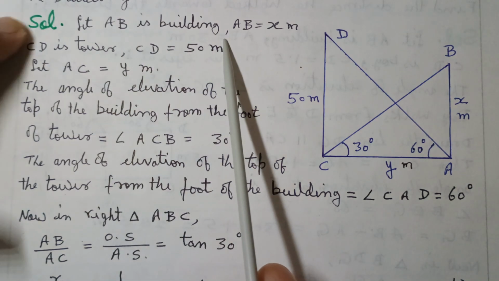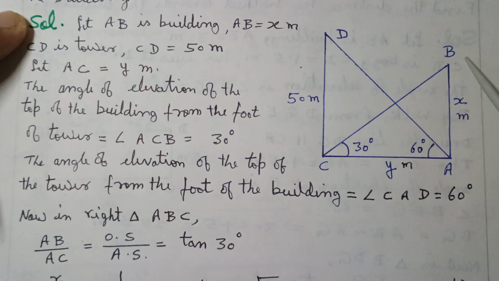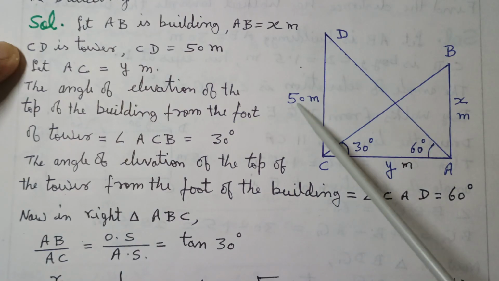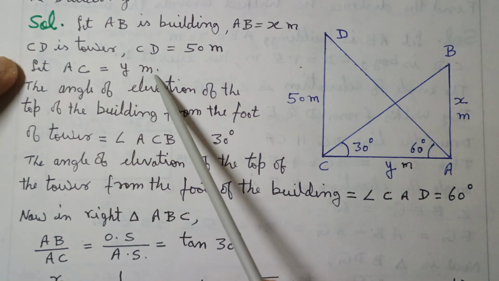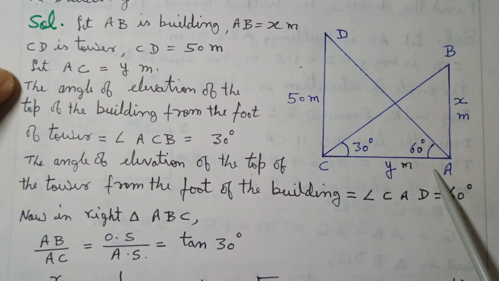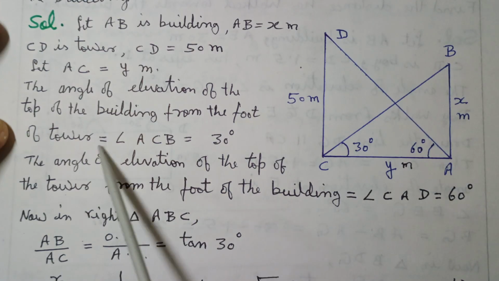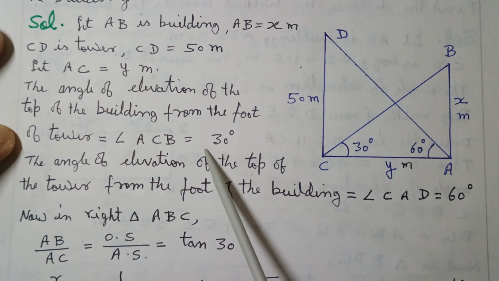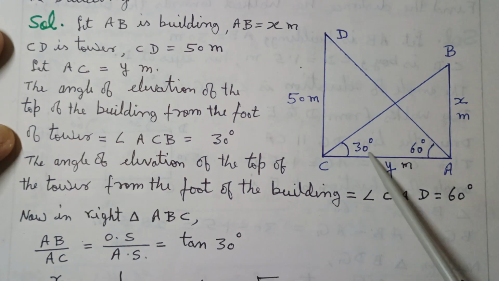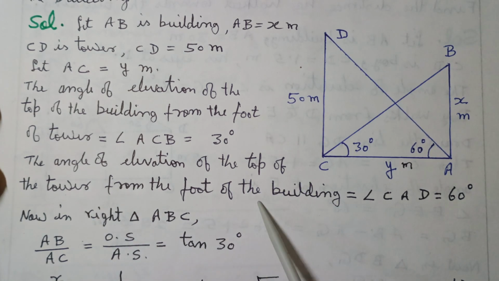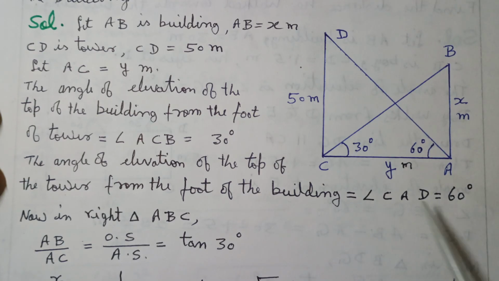Let AB is building, AB is equal to x meter, CD is tower, CD is equal to 50 meter. Let AC is equal to y meter. The angle of elevation of the top of the building from the foot of the tower is angle ACB, is equal to 30 degree. The angle of elevation of the top of the tower from the foot of the building is angle CAD, is equal to 60 degree.